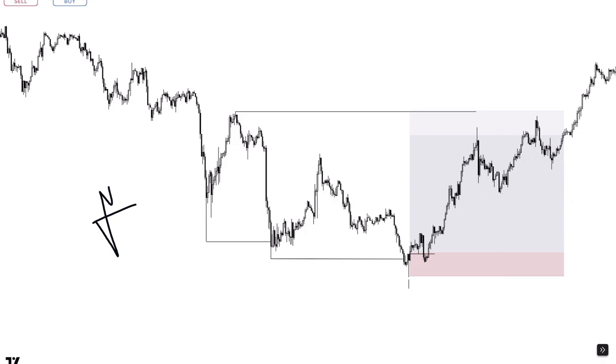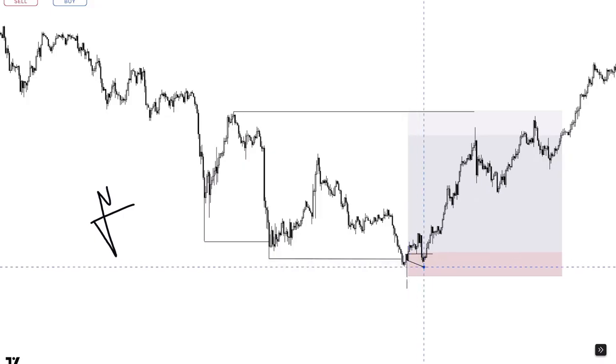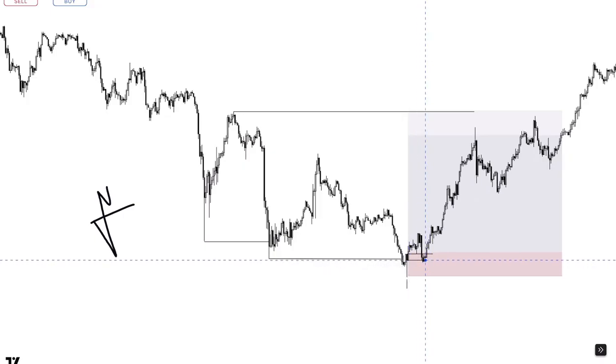Now, the actual reason this reversed right here and not here is because when there's an order block with a long wick to the downside, when there's a bullish model number one with a long wick to the downside, then usually you can use the closing price as a rejection block, and this is the power of rejection blocks.